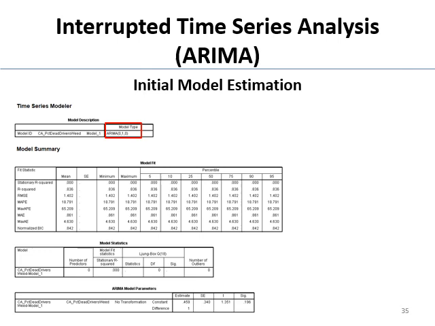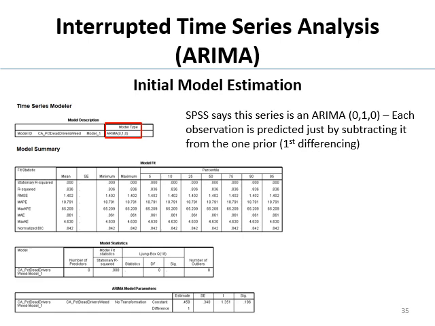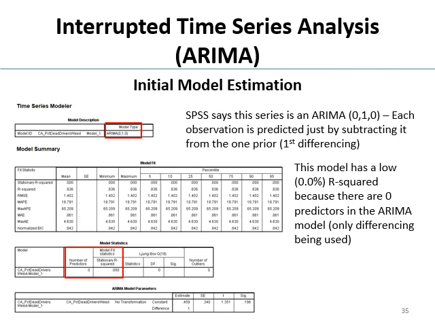So it says the series is a 010 PDQ. Each observation is predicted just by subtracting it from the one prior. That's what we call first differencing. And notice that our number of predictors is zero and our R squared is zero. We don't have any parameters in here. All we have is a mathematical operation. We got the constant, which is the series mean level, and we have that we subtract each observation from the one prior to it. That is our model according to SPSS. So there again, constant is the mean level of the series, not significant. So it's basically zero, and then the differencing of one. So nothing significant in this model, and we have an R squared of zero.